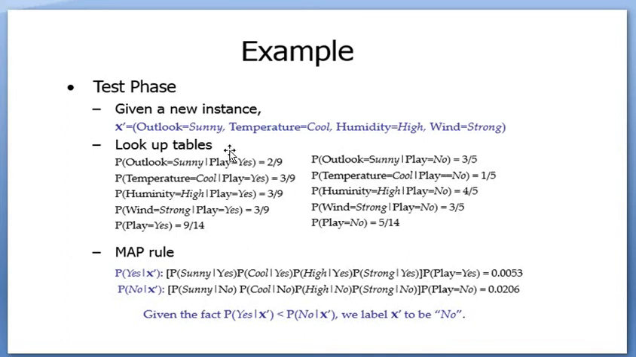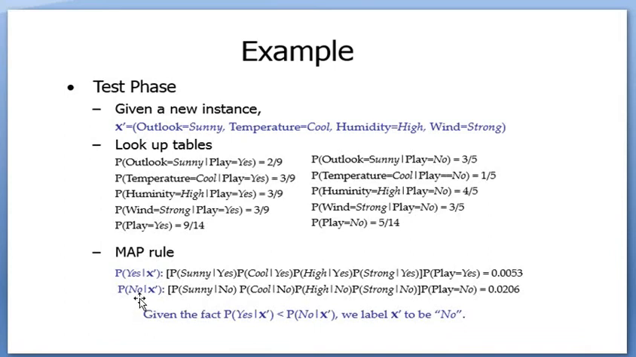And next, you write this MAP rule, that is the maximum of posterior hypothesis rule. This is nothing but the multiplication of all these things. You multiply all these: 2 by 9 into 3 by 9 into 3 by 9 into 3 by 9 into 9 by 14. If you multiply, you will get the result as 0.0053.